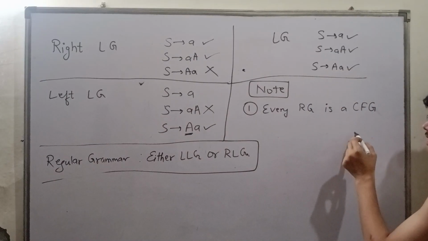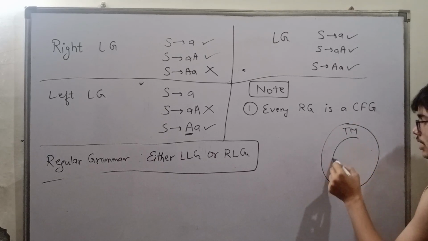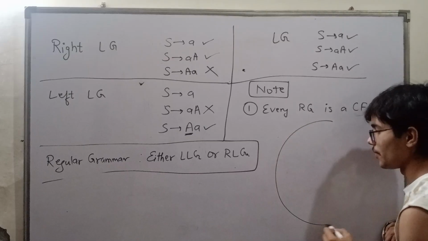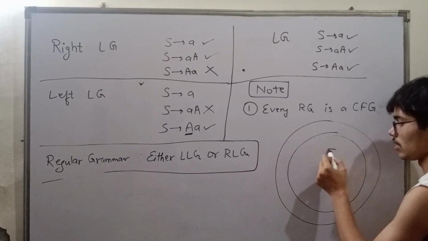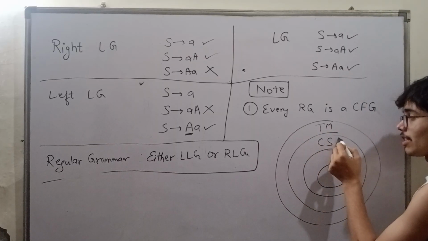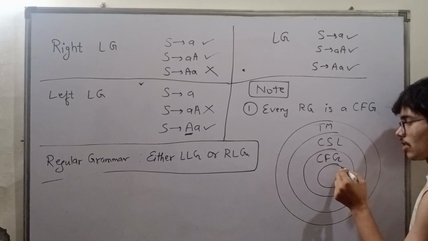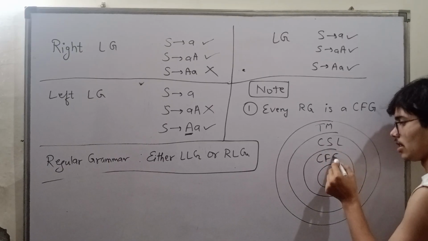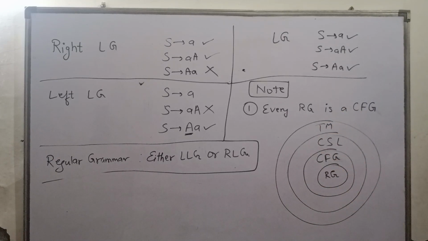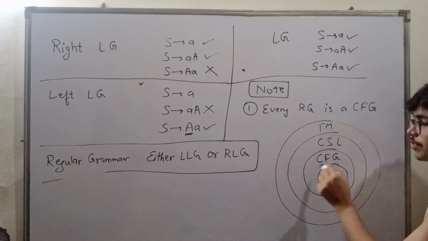Okay, so you can make a circle diagram. If you study, first of all there is the Turing machine circle, and then the context-sensitive language circle, which is not present in the GATE syllabus. Then context-free grammar is there, and after that regular grammar. These circles are made. That means every regular grammar is a context-free grammar.